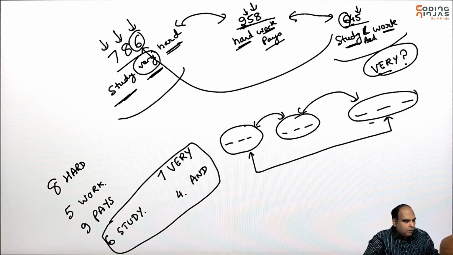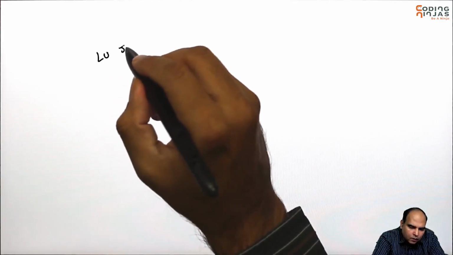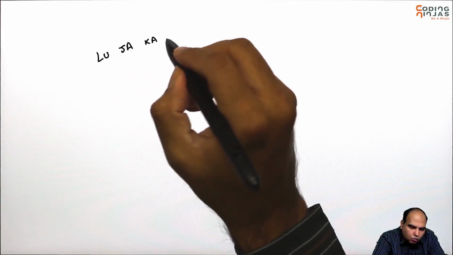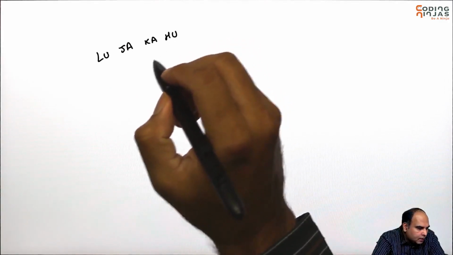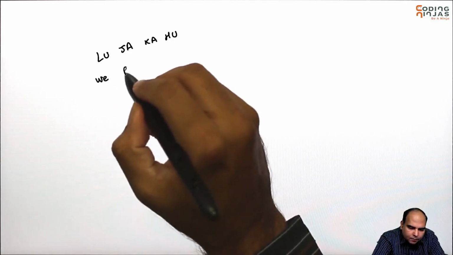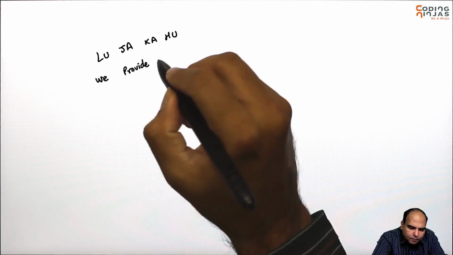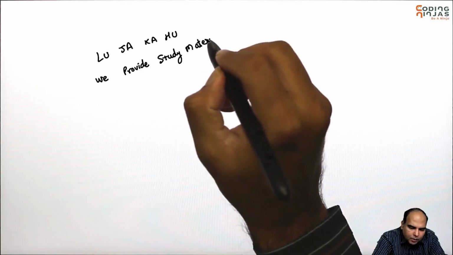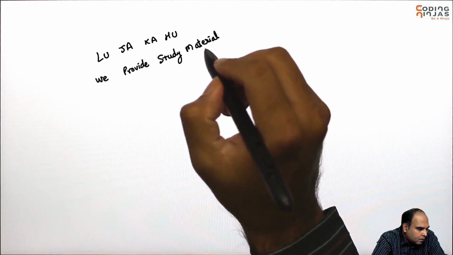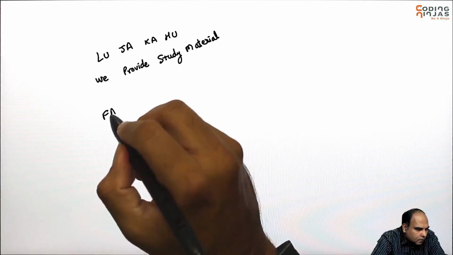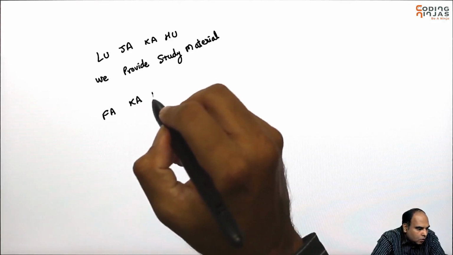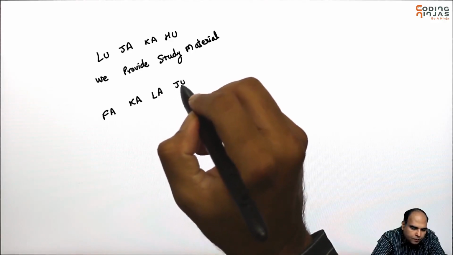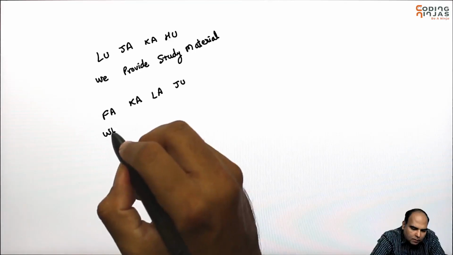Right, so one last question before I wind up for this chapter. The question is, in a certain code, Lu Ja Ka Hu means we provide study material. Fa Ka La Ju means we score maximum selection.